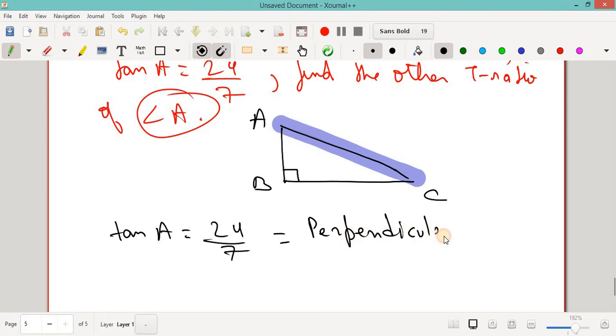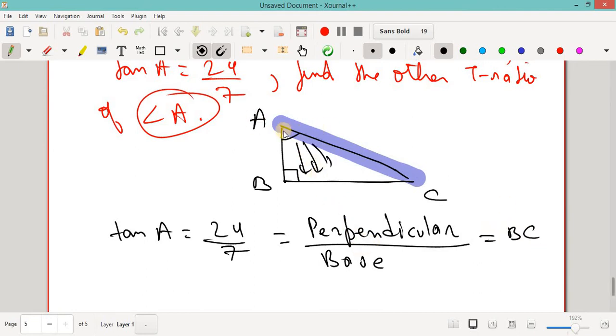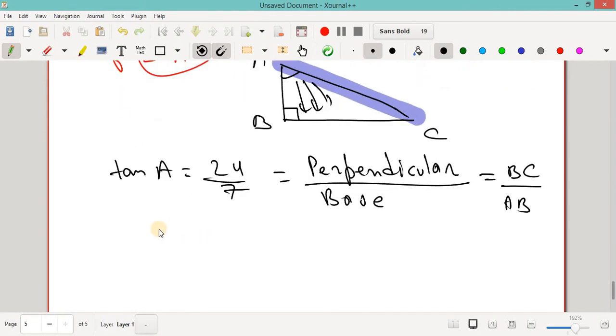See, I'm not by-hearting anything. Turn permanently black, that is your base. Now in this case, this is my angle. Opposite, perpendicular is opposite. Now this is opposite, so it will be BC. This is opposite to angle A. And base, what is base? I told you this is permanent, so base is AB. So BC by AB. From this we can conclude that BC by AB is nothing but 24/7. This is what we have got.